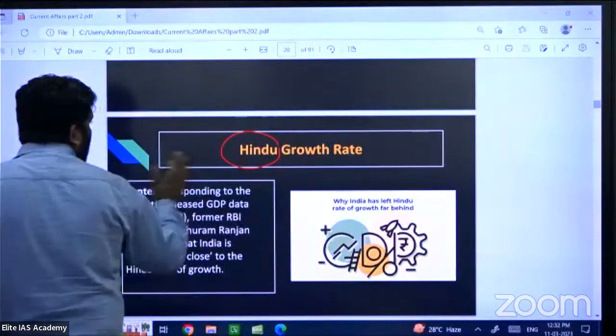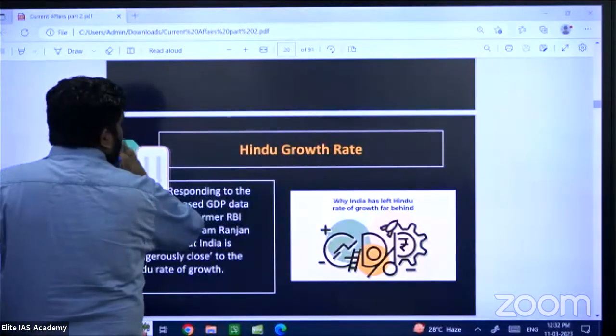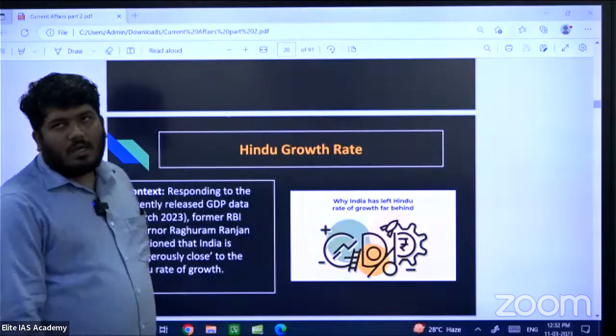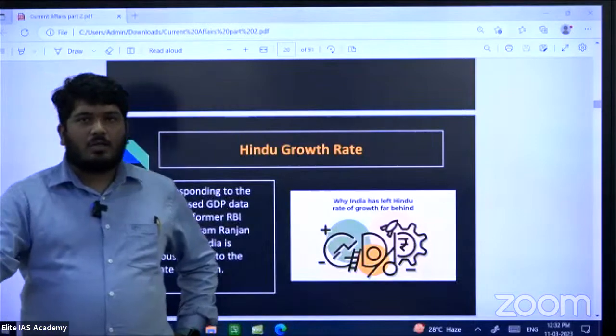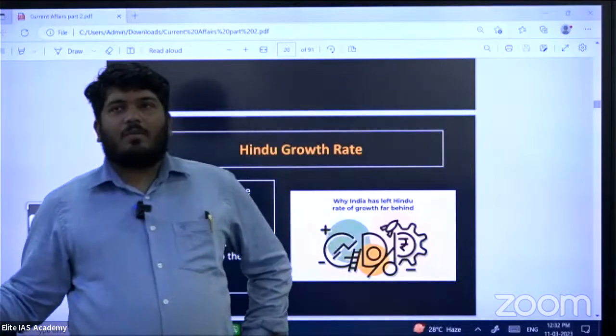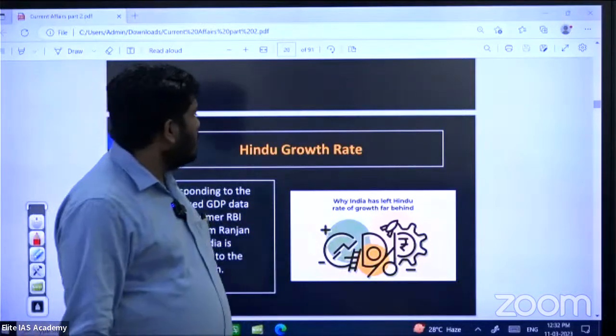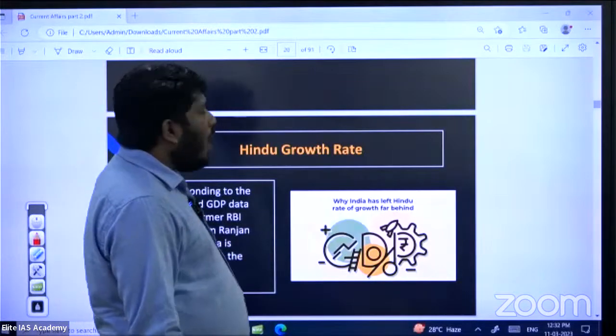I'll explain it. First point is that it has nothing to do with religion. Hindu growth rate का religion से कुछ भी लेना देना नहीं है. It is not related at all. Otherwise, फिर पता चलता Muslim growth rate, Christian growth rate, something like that. But why is it in the news?